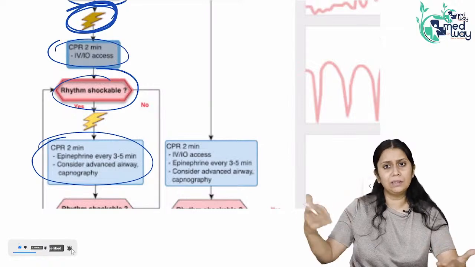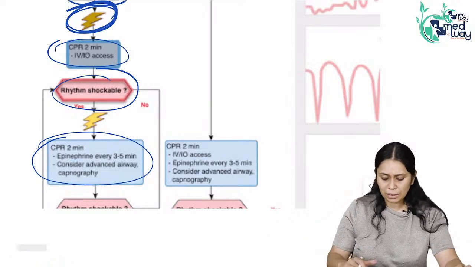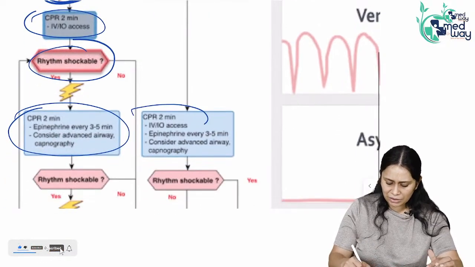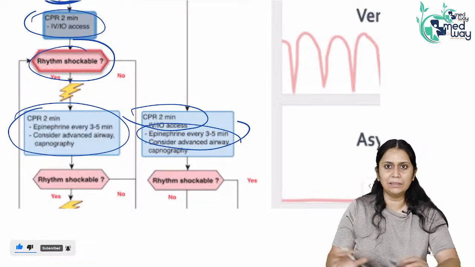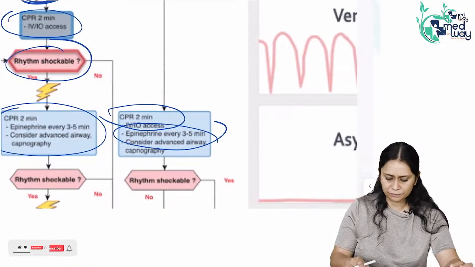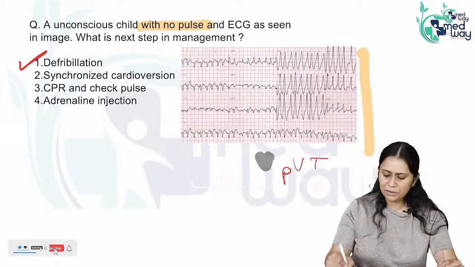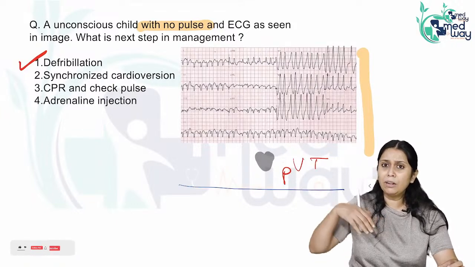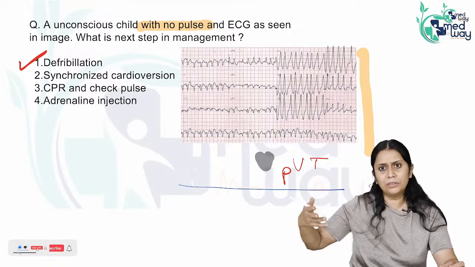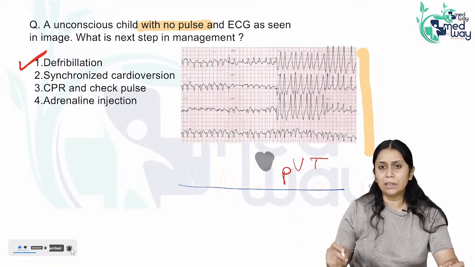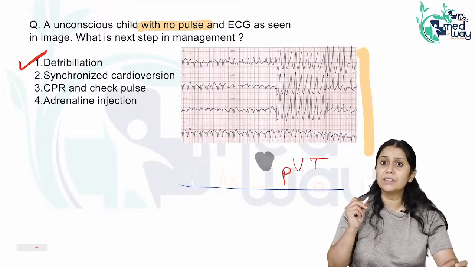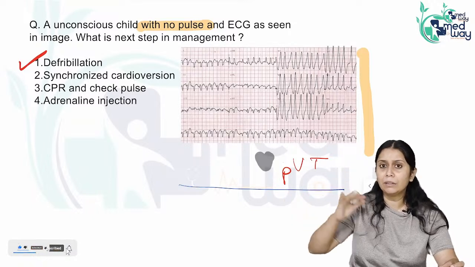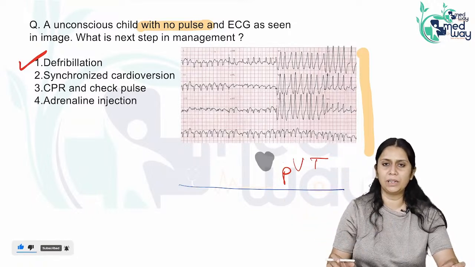Shock, CPR, emergency drug. That's how we manage it. If it's a non-shockable rhythm like asystole and pulseless electrical activity, we just do CPR and give emergency drug and nothing else. So if, in the same question, instead of this ECG, it was a straight line, or not VF/VT, not a straight line but some other electrical activity, the answer would be we do just CPR. Got it? For pulseless electrical activity or asystole, just CPR. VF/VT, we give defibrillation. Got it?